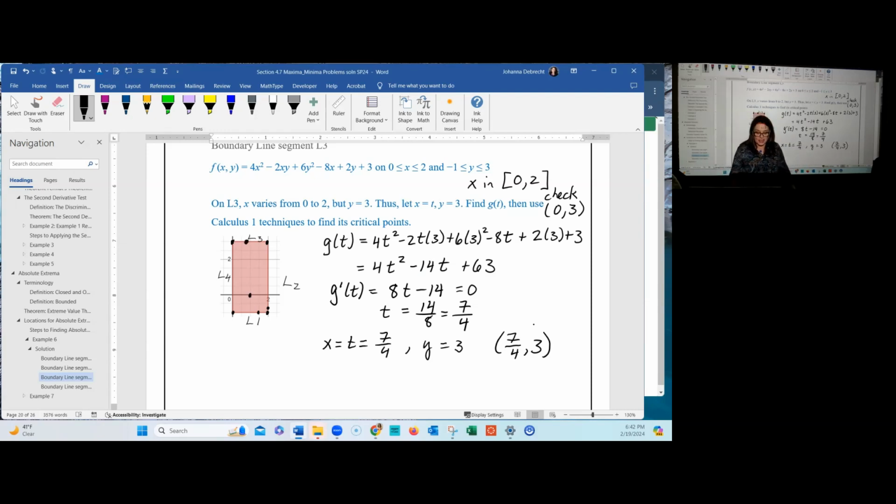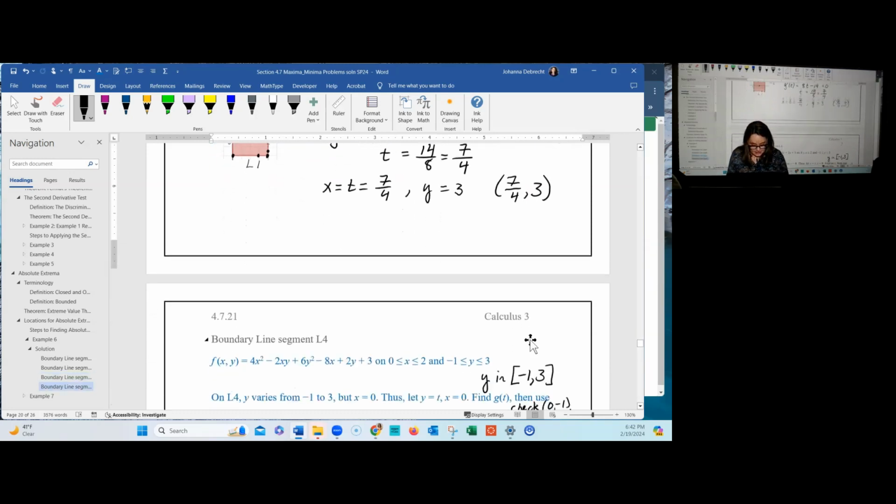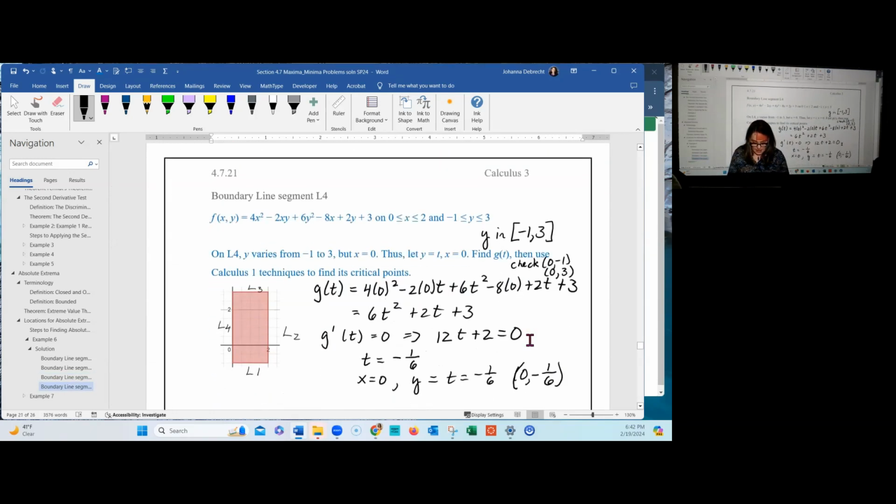Let's now move on to line segment 4. Line segment 4 is the far left side. When we're looking at the far left side, y is varying between -1 and 3, which is a closed interval, but we've already marked both of those points as places to check. We will also now have x being constantly 0. So when we replace x with 0 and y with t, we get the expression for g of t, 6t squared plus 2t plus 3.